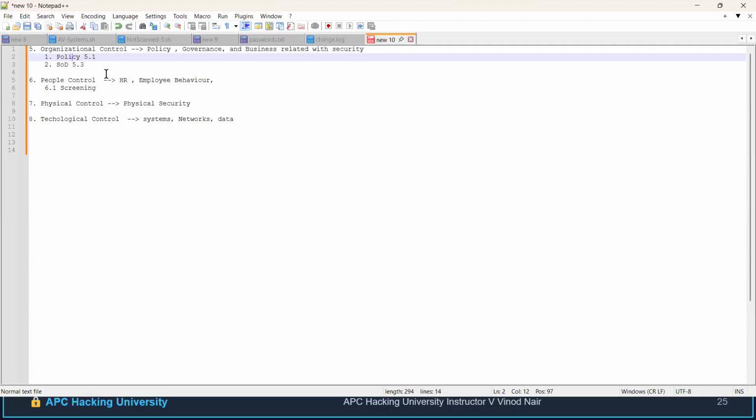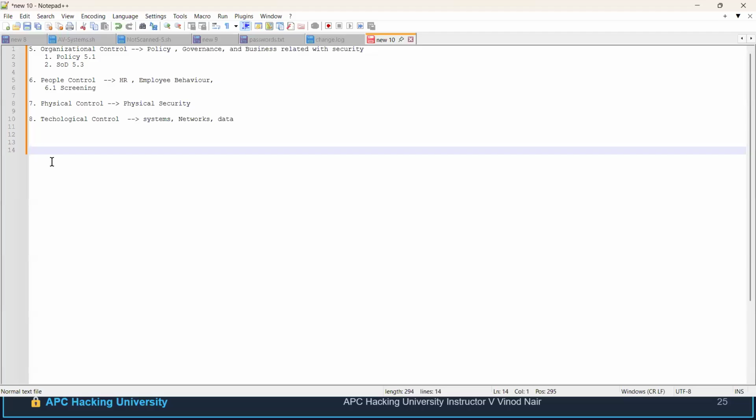Then comes people control. What is the people control clause? 6. Then comes physical control. What is the physical control? 7. Then comes technological control. What is technological control? Under clause 8. Now you are through, right? Yes. Clause 5 is organization control. Clause 6 is people control. Clause 7 is physical control. Clause 8 is technological control. That's all. This is all about ISO 27001.